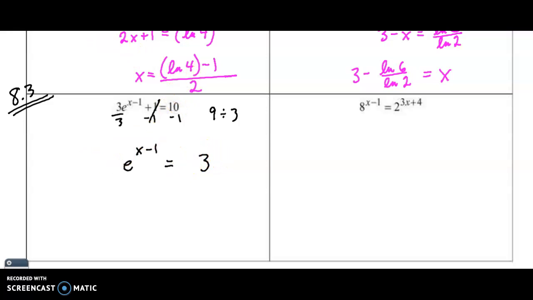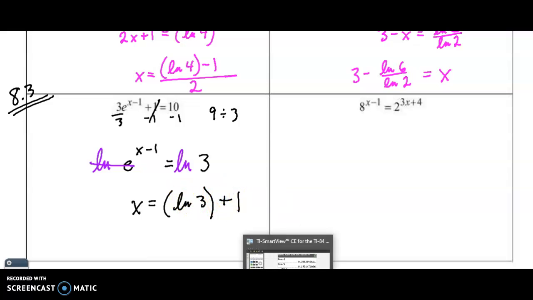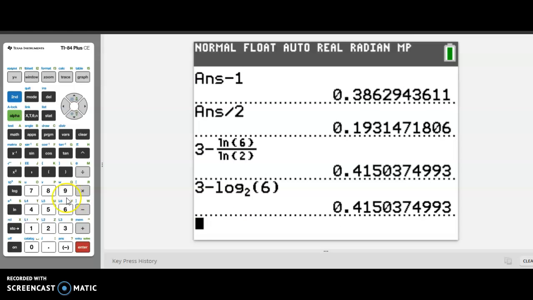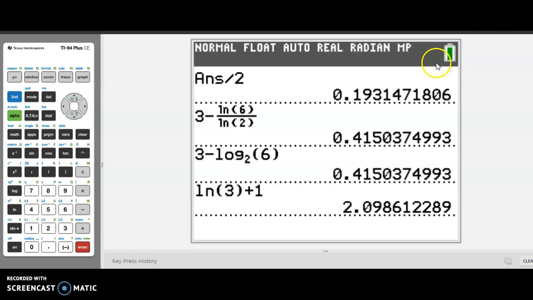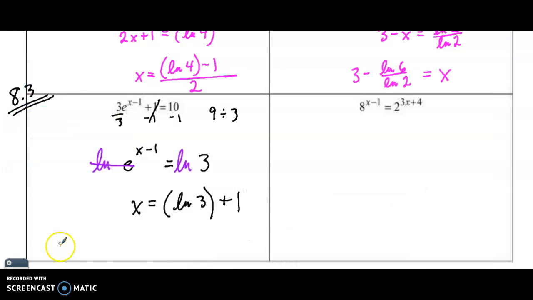And then from here, I would follow our pattern of undoing the e by taking the natural log of both sides. And then you're just left with x minus 1 equals natural log of 3. So our final answer for x would be the natural log of 3 and then add 1 to it. So if this were a multiple choice on a non-calculator test, this would probably be the answer. Otherwise, you would need a graphing calculator to type in natural log of 3 and then add 1 to that value. So 2.099.